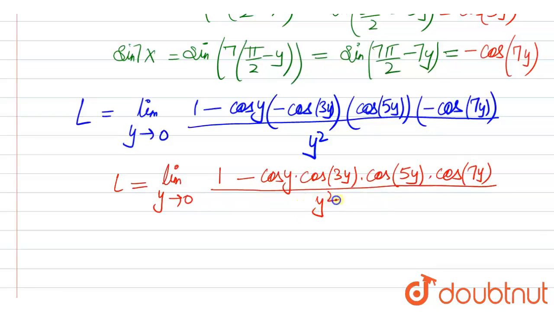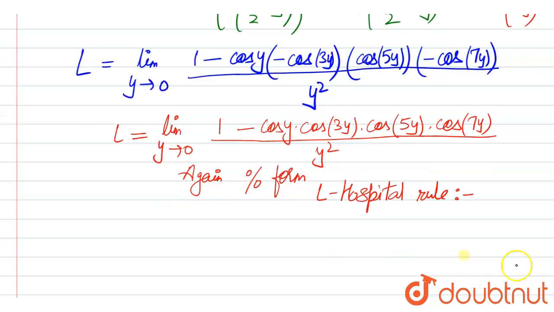divided by y square. Now this is again a 0 by 0 form, because at angle 0 the cos value is 1. This is 1 minus 1 divided by 0. So this is again a 0 by 0 form. So we apply L'Hospital rule. Applying L'Hospital rule, we will differentiate. So L is equal to, differentiating the numerator part, the differentiation of 1 is 0.